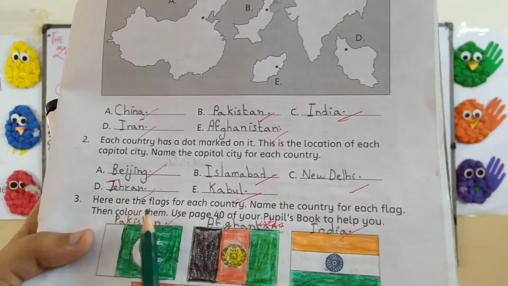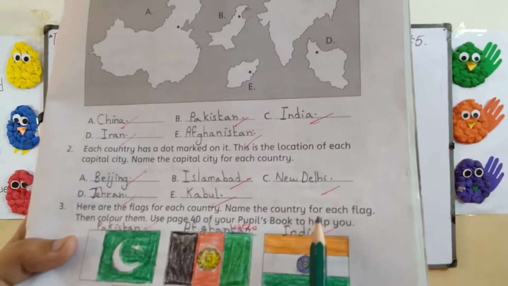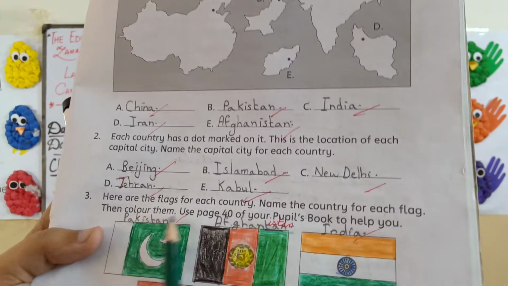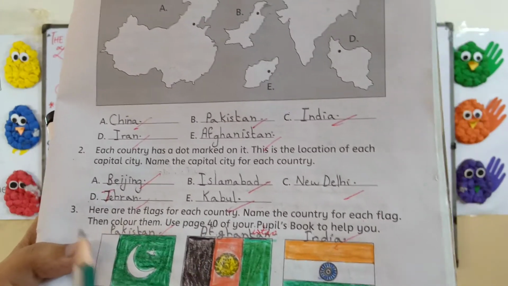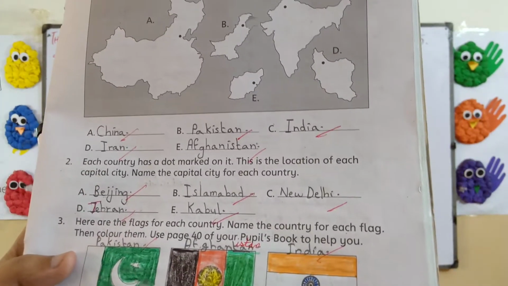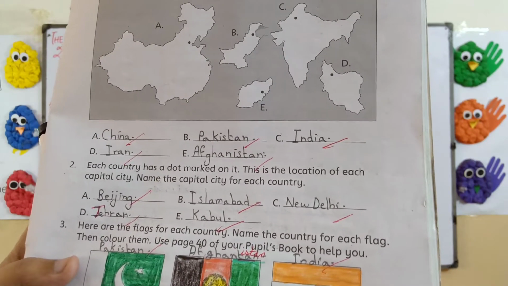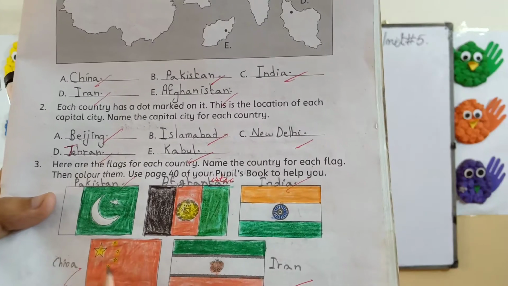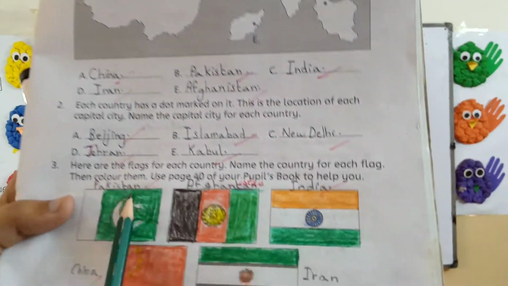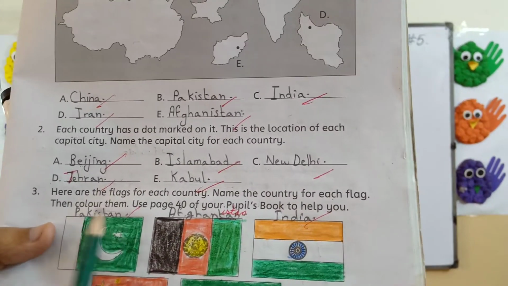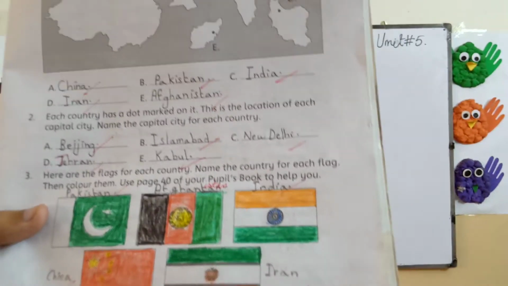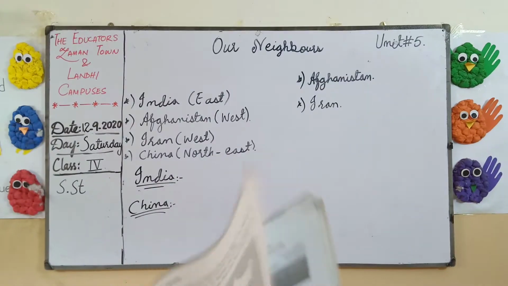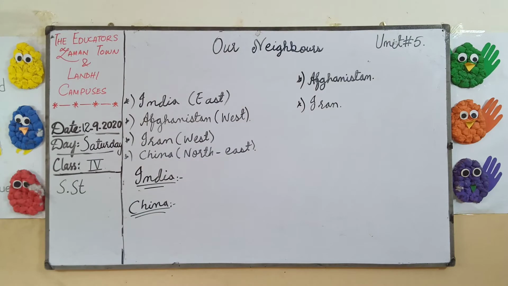Now here are the flags for each country. Name the country for each flag, then color them. Okay, now again you will use that book, so that it is easy for you to color these flags. You will just color the flags, and you will also write the name on the top of these flags. Okay, now open the page number 24.